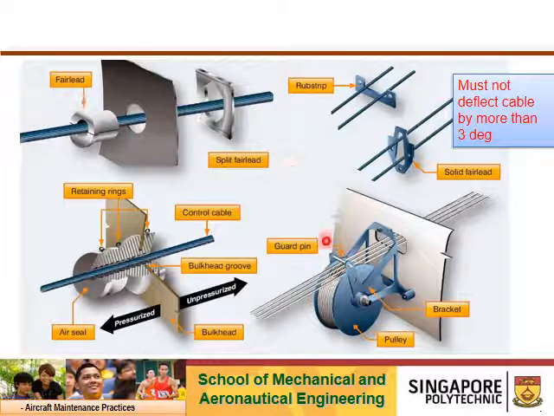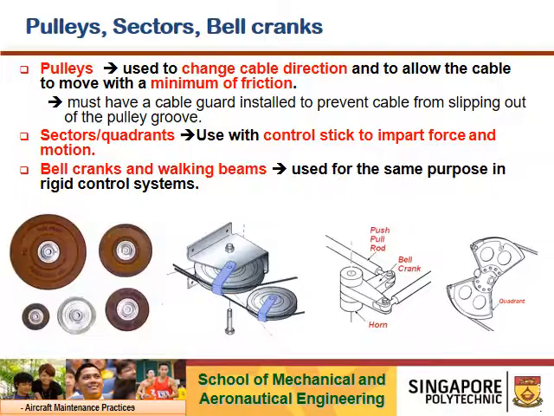All right. So this is the pulley with a guard pin. The pulley may act as a better support, or change the direction of the cable run. Okay, so we have pulleys used on the cable system. They are used to change cable direction and to allow the cable to move with minimal friction. And you must have a cable guard. All right, a cable guard. It can be a pin or a bracket to prevent the cable from slipping out of the pulley groove.